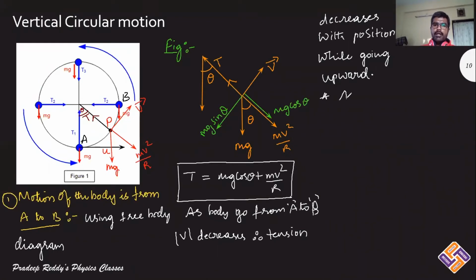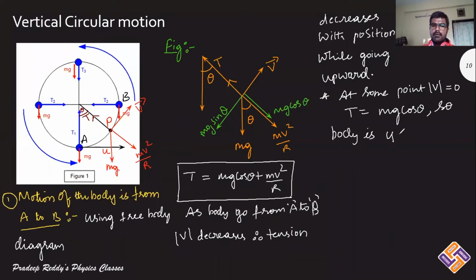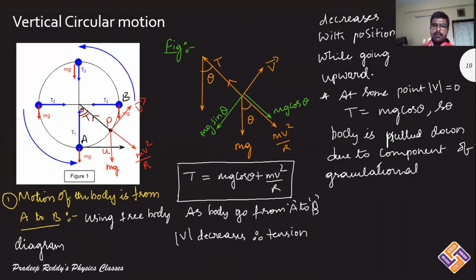So at some particular point, V magnitude becomes 0. So when V magnitude is equal to 0, then tension T will be equal to mg cos theta. So body is pulled down due to component of gravitational force. Due to component of gravitational force, body is pulled down.